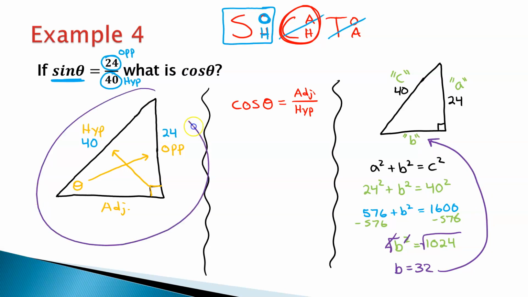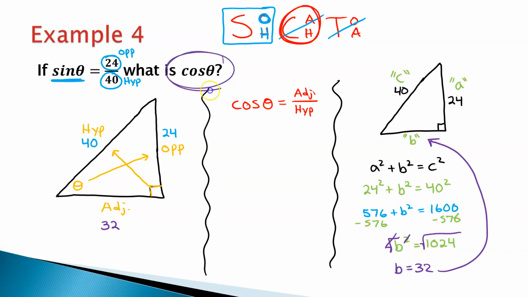If I go back to the original, I can go ahead and write 32 for our adjacent. Now we have all the information that we need to find out what cosine is. Remember, the original problem was asking us to do cosine of theta. Did we have to do a little bit of side work over here? Yeah, you have to do a Pythagorean theorem problem. It's a squared plus b squared equals c squared. But now we can actually write cosine of theta. So let's actually write it.